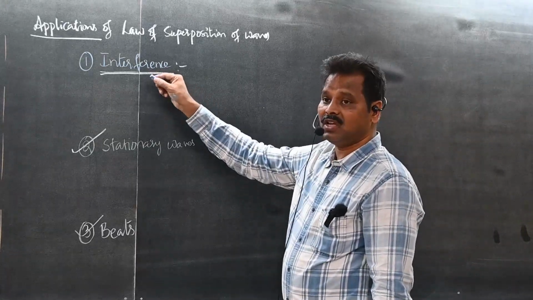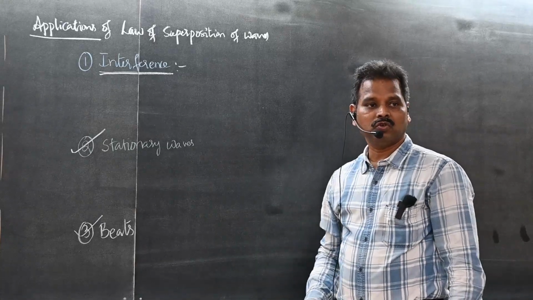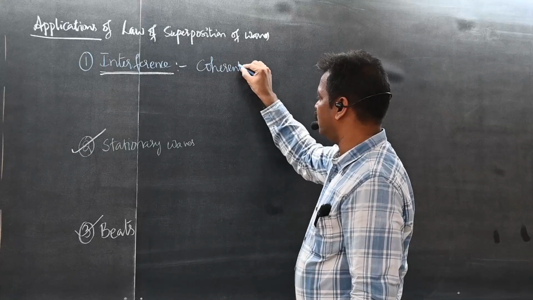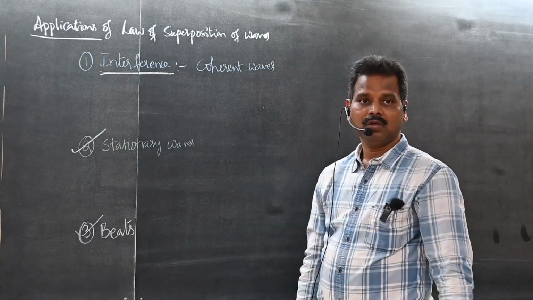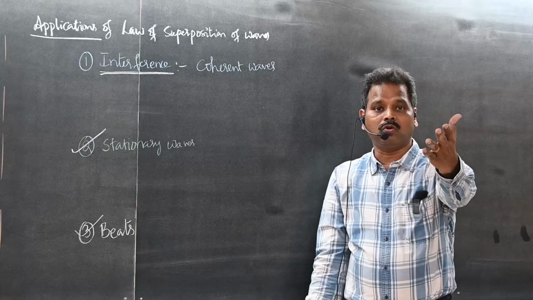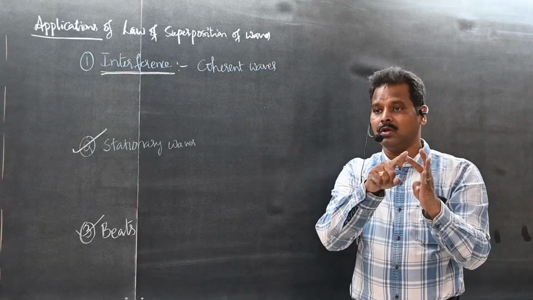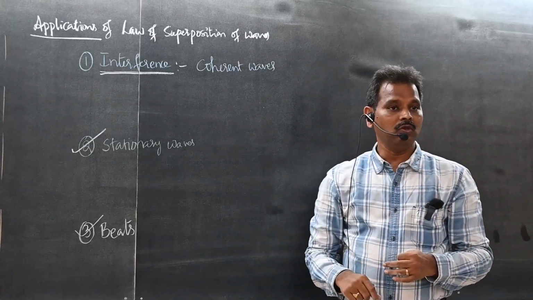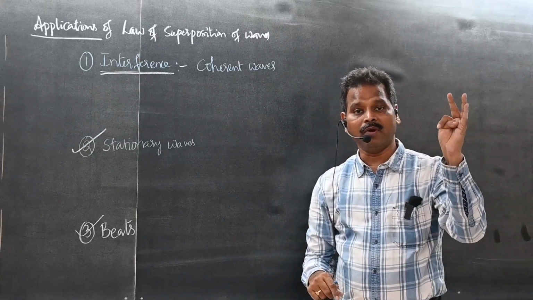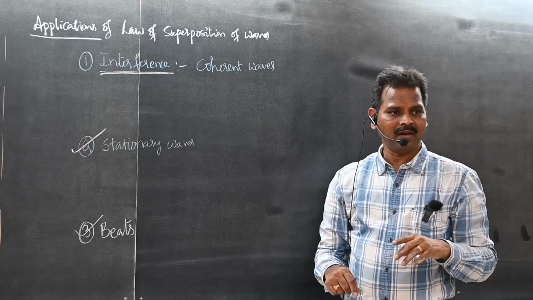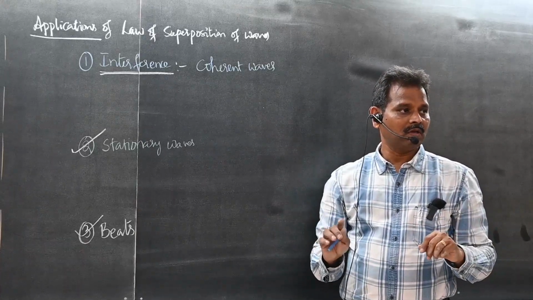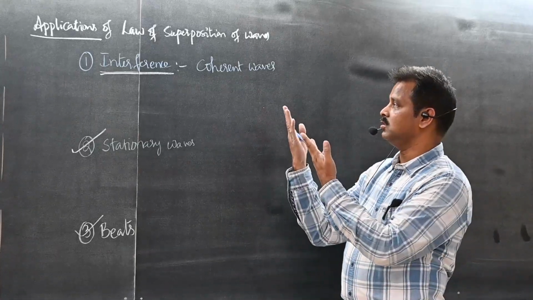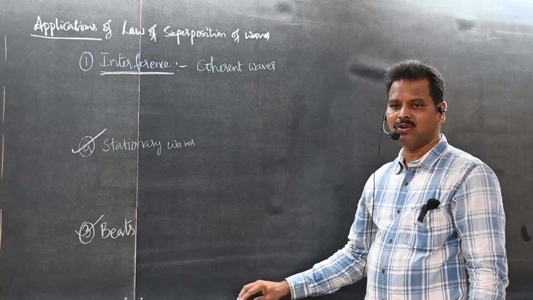Now, what is this interference? Students, interference takes place only between coherent waves. Sir, what are these coherent waves? You told us about longitudinal waves, transverse waves, mechanical, non-mechanical, one-dimensional, two-dimensional, three-dimensional. Correct? We know only these. Already you told us about progressive waves and stationary waves. But what are these coherent waves? These are not new waves.